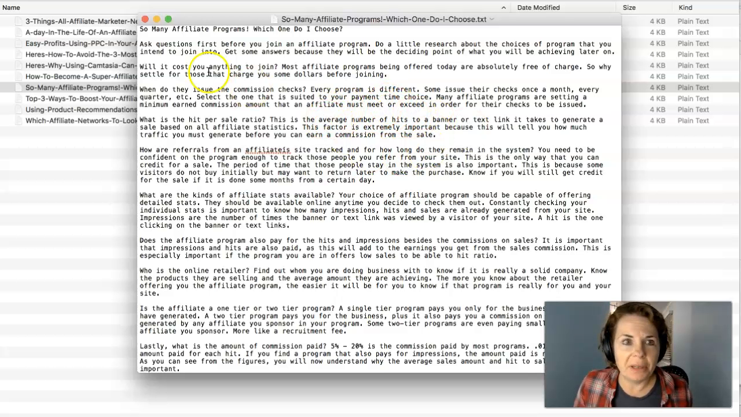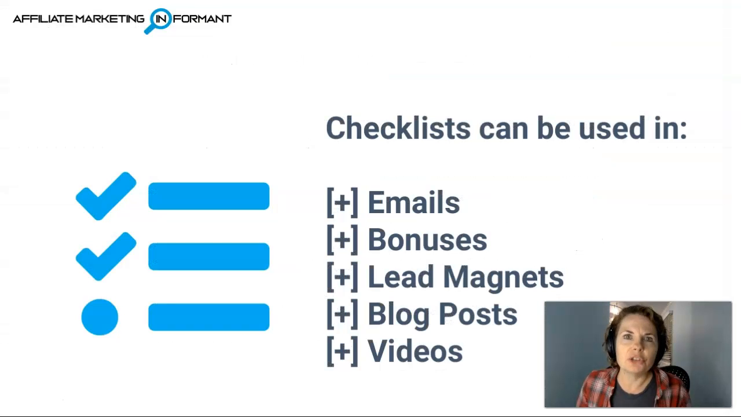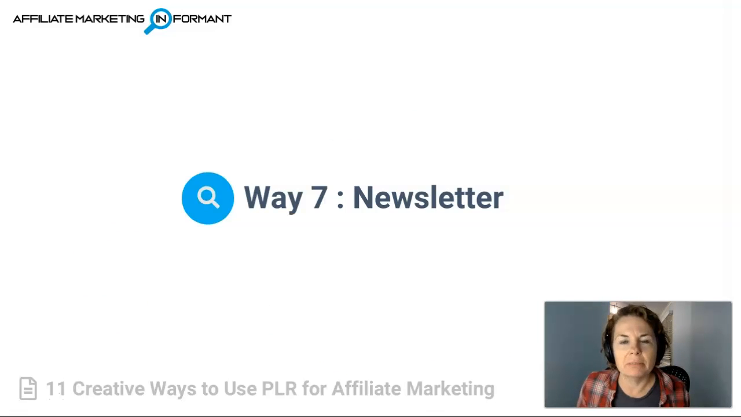Here's an example of PLR content about affiliate programs and which one to choose. Take tidbits from this and create a checklist. What beginning affiliate marketer doesn't want to know how to choose affiliate programs? And you're starting to see the trend here that all of these different ways can actually be used together. So the checklist can be used in an email, it can be used as a bonus, it can be used as a lead magnet, it can be used as a blog post, and it can even be turned into a video.